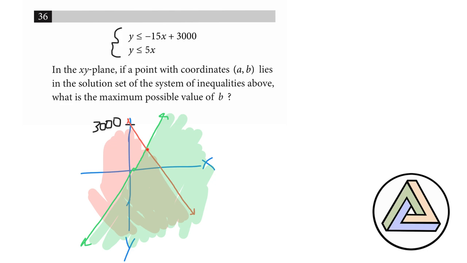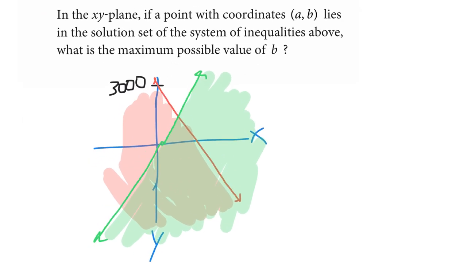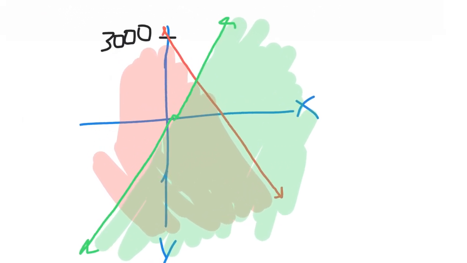Well, clearly it's right there. That's the highest point, right? The maximum possible value of b, which is the y-coordinate, is literally the highest point in that solution set, and the highest point is clearly at the tip of the triangle right there. So let's mark that, right?